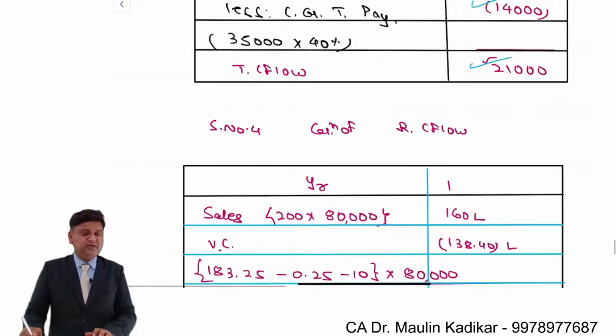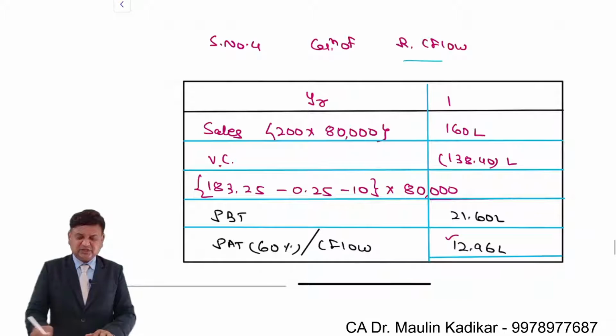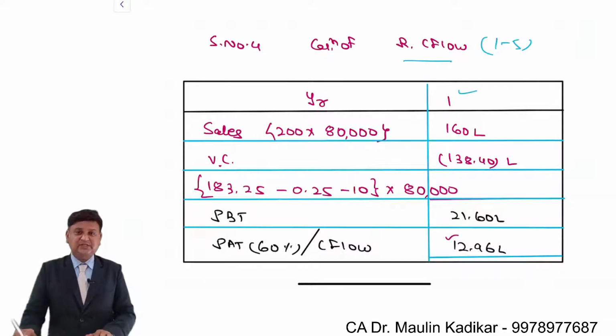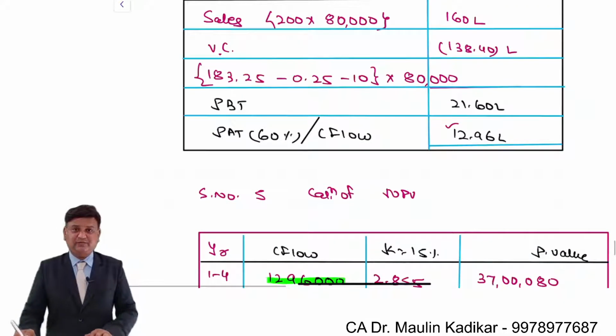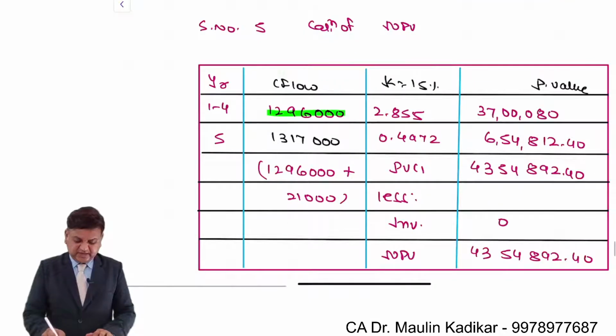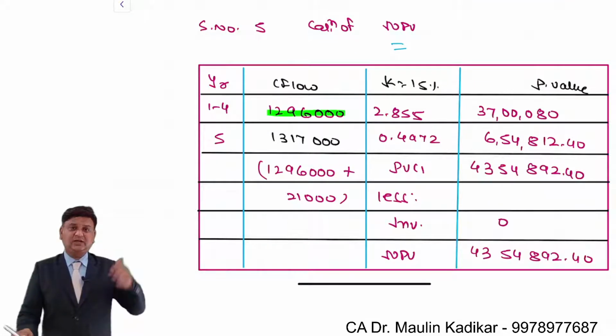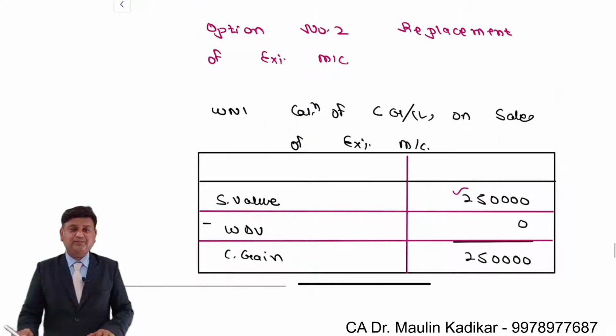From 35,000, the tax payment is deducted to compute the terminal cash flow. Recurring cash flow is extremely simple, year 1 to year 5. Only for the first year the calculation is made: sales minus variable cost is profit, minus tax. Then the calculation of NPV, wherein the future cash flows are discounted. The second option is replacement of the machinery.